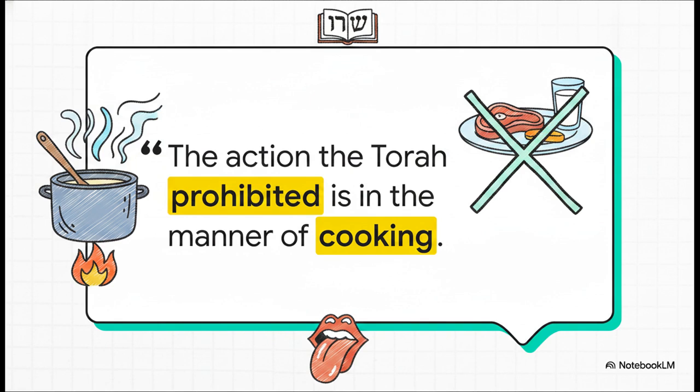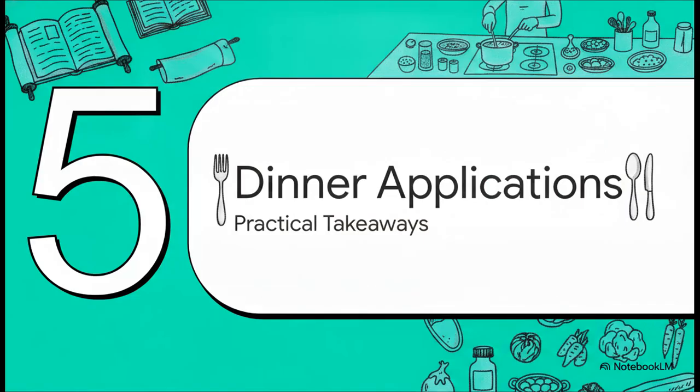See, the Torah specifically forbade the action of cooking meat and milk together. And what is the fundamental nature of cooking? Cooking inherently involves the extraction and imparting of flavor. It's just what cooking does. Therefore, flavor matters here not because of some grand universal legal equation, but simply because the physical mechanics of cooking dictate it. Finally, Section 5, Dinner Table Applications.